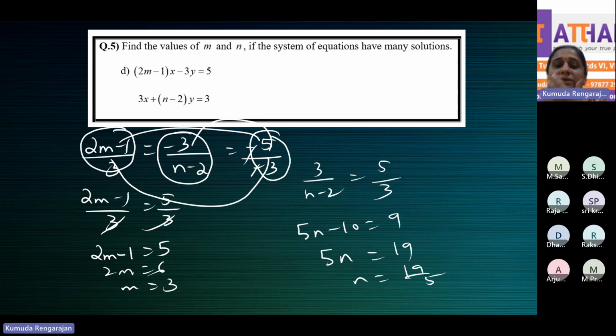So we should not be stuck with the thought that we should always get two equations and solve the two equations to find m and n. You can have a situation like this also. So equate the first one with the last one, and you can find m straight away. And equate the second one with the third one, that is the last one. You'll get n straight away.